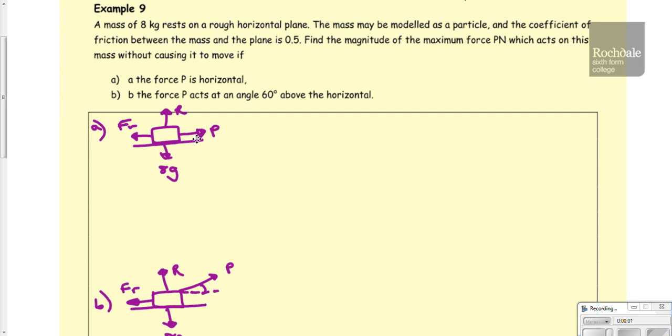Chem 1 Statics Example 9. In this example, we were asked to look at a force acting on a particular object in two different ways, acting horizontally and also acting at an angle to the horizontal.